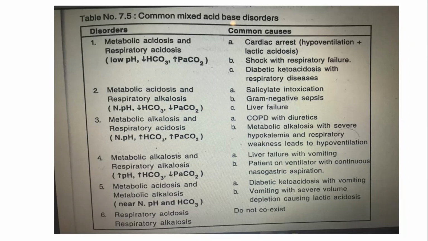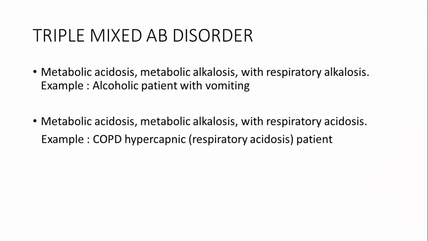In case of liver failure with vomiting, and a patient on a ventilator with continuous nasogastric aspiration, we get metabolic alkalosis and respiratory alkalosis simultaneously. In case of diabetic ketoacidosis with vomiting, and vomiting with severe volume depletion causing lactic acidosis, we get metabolic acidosis and metabolic alkalosis simultaneously. In rare cases, triple mixed acid-base disorder is also detected, where we get metabolic acidosis, metabolic alkalosis with respiratory alkalosis. For example, an alcoholic patient with vomiting, and in COPD with a hypercapnic patient, metabolic acidosis, metabolic alkalosis with respiratory acidosis. Here we get triple mixed acid-base disorder.